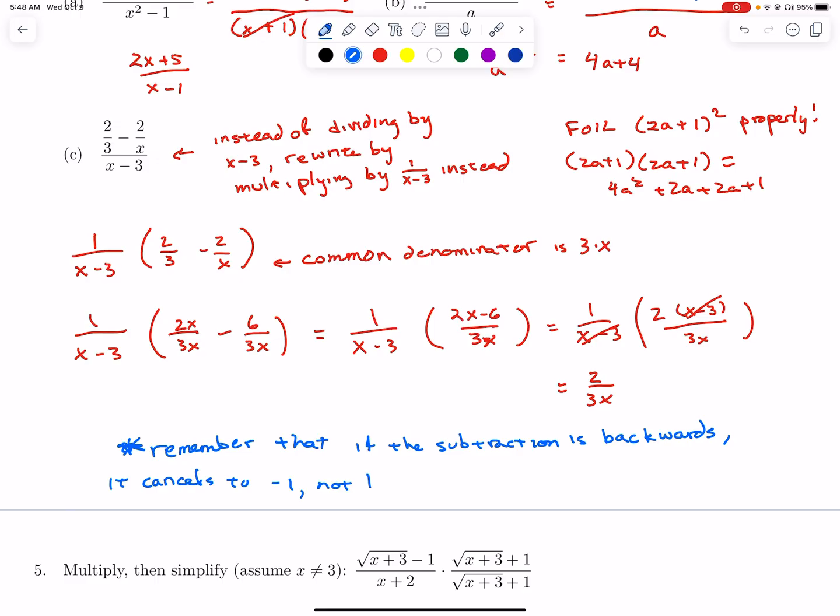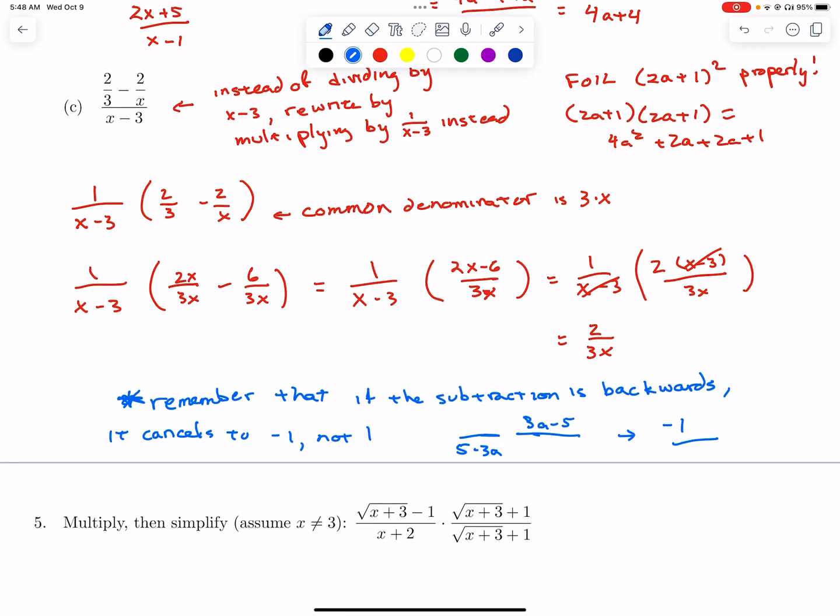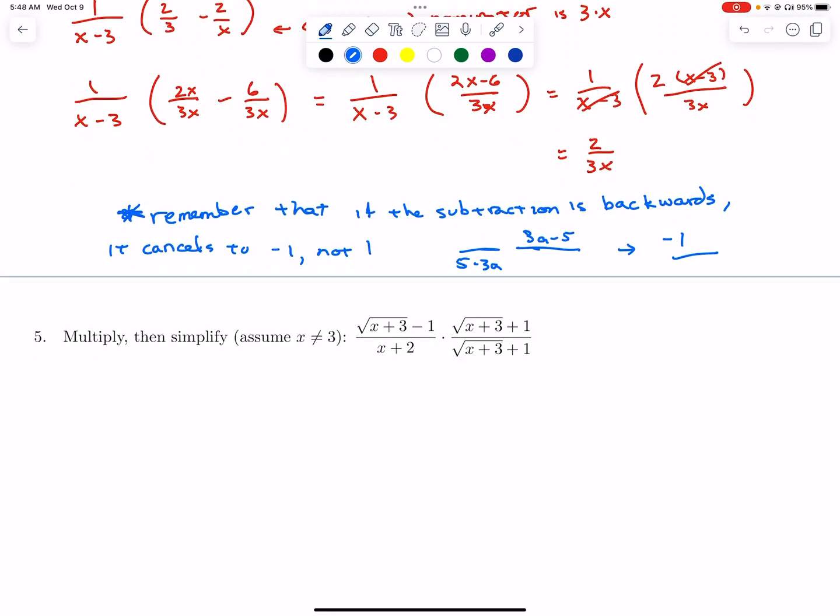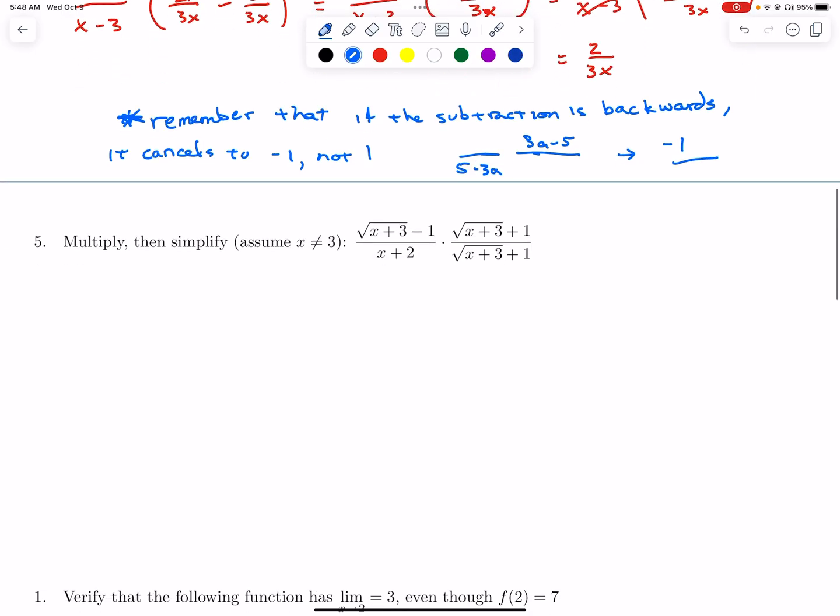So for instance, if I had 5 minus 3a on the bottom and 3a minus 5, I cancel that to just -1. You can put it on the bottom or the top or in front. We like to put it in front. Okay, this was the multiplying by the conjugate trick.